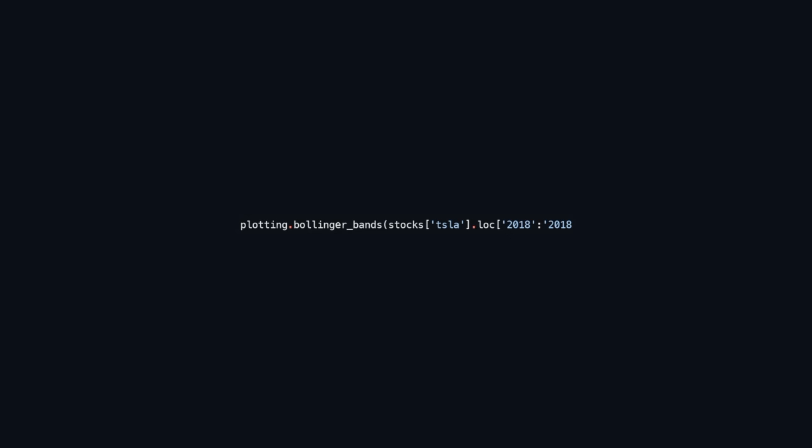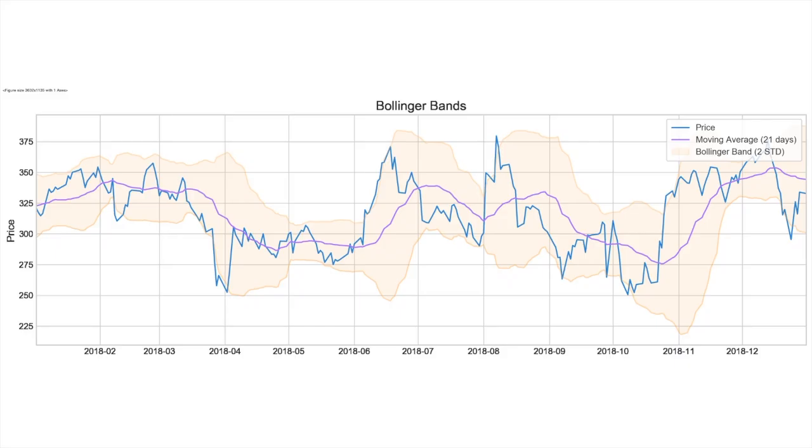In interpreting the output, one can observe periods of high volatility where the price moves significantly away from the moving average, as well as periods of relative stability where the price remains within the bands. The interaction between the price and the bands can guide traders in making decisions about buying or selling the stock based on its historical performance and volatility. Overall, this visualization serves as a powerful tool for analyzing Tesla's stock behavior in 2018, helping to inform investment strategies.